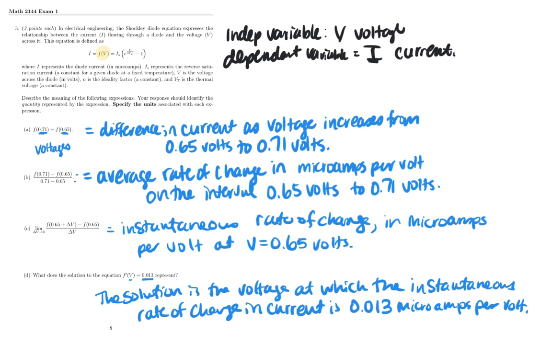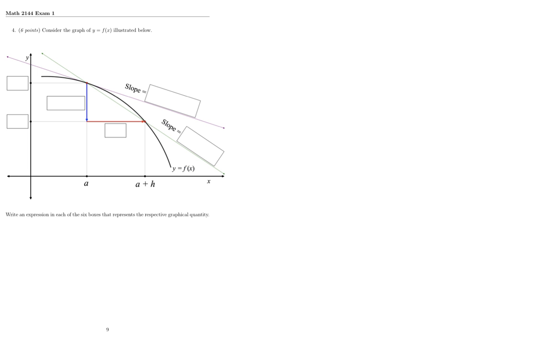Okay, so that 0.013 is a value of the derivative, so that is a rate of change, and I want to find what voltage has that rate of change. Okay, so for this one, we're just going to fill in here.